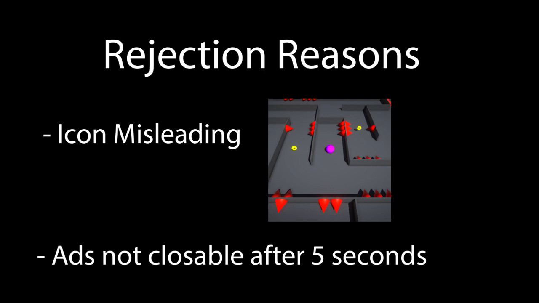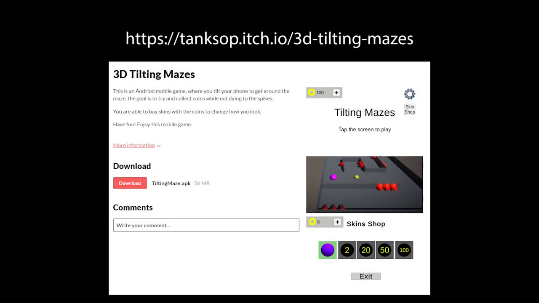I did not have time to put in a complaint with the Play Store over the icon being misleading, as it is literally a screenshot from the game with just a slightly different camera angle, so I was unsure how it could be misleading. And I was unable to make it so that you could close the ads after 5 seconds. Because of these reasons, I then ended up having to switch where I published the app to my second choice of itch.io.